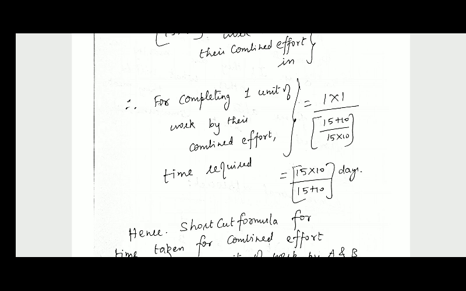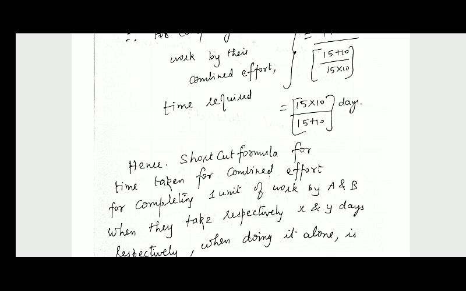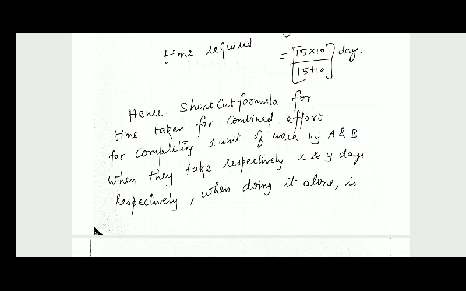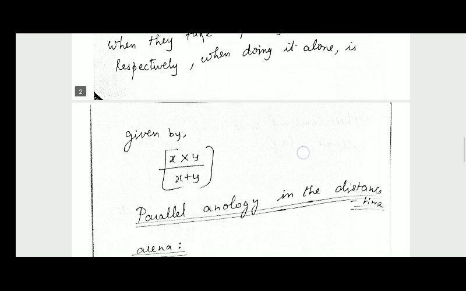So when we analyze this, hence the shortcut formula for time taken for combined effort for completing 1 unit of work by A and B, when they take respectively x and y days for doing it alone, can be given by x into y by x plus y. Now let us look into a parallel analogy in the distance time arena.